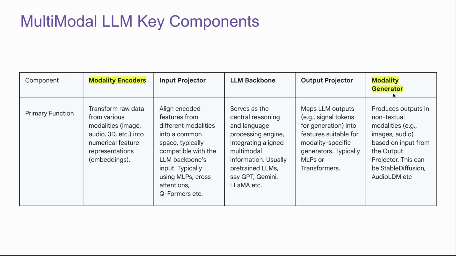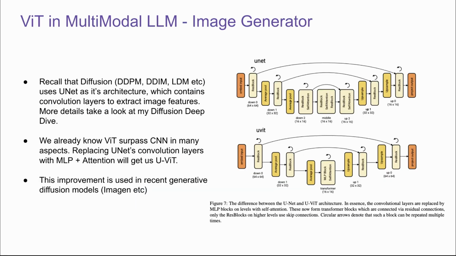The last one is the modality generator. This produces output in non-textual modalities, say images or audios or videos, based on input from the output projector. This can be Stable Diffusion, AudioLDM, or Veo for video. For all those key components in multimodal LLM, ViT is pretty important in two key components.